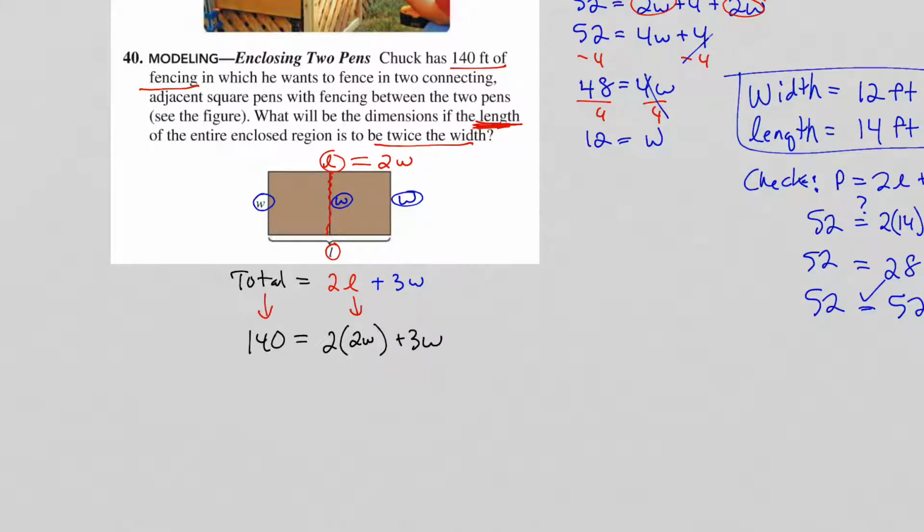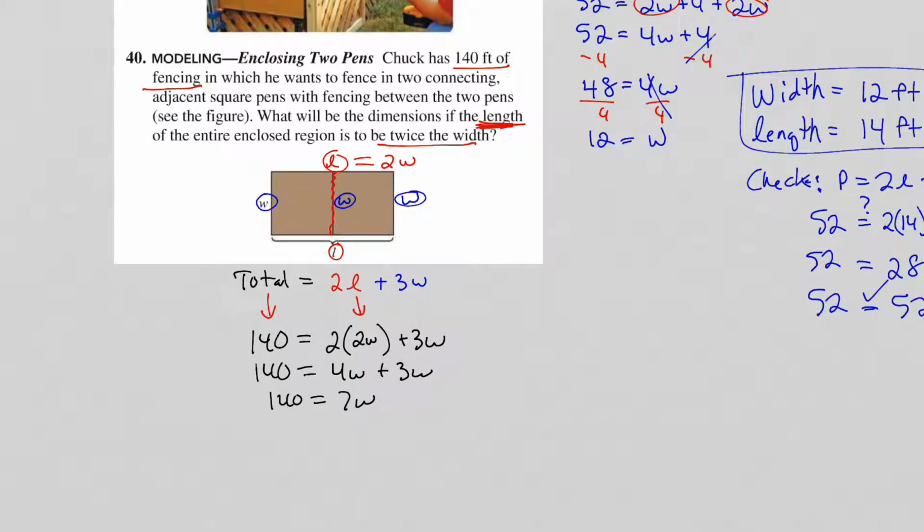So now we have an equation we need to solve. That's 4W plus 3W, which is 7W. And then divide both sides. So we put those together. Divide by 7. And we get 20.